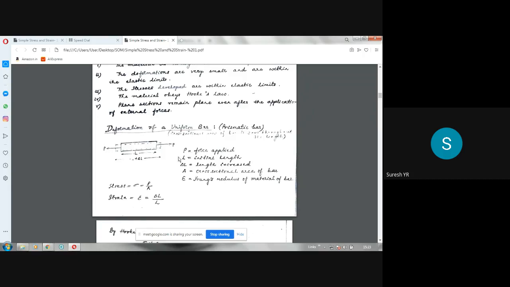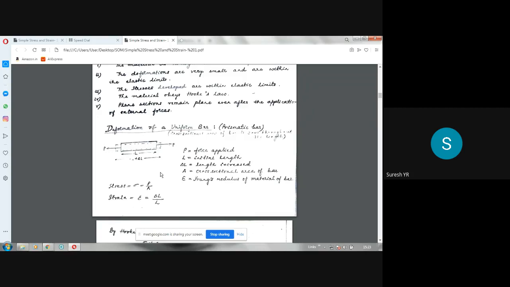So force applied is P, L is the initial length, delta L is the increased length, A is the cross-sectional area of the bar, which depends on the type of cross-section. If it is a circular bar, if D is the diameter, pi d square by 4 is the area. If it's a rectangular bar, if B is the width, H is the thickness, then B into H will be the area. Then E is the Young's modulus of the material of the bar.